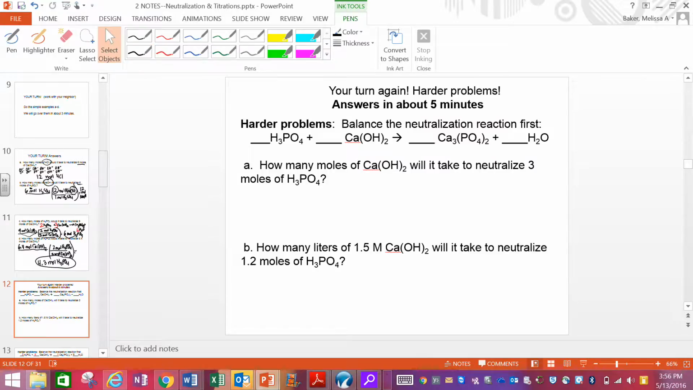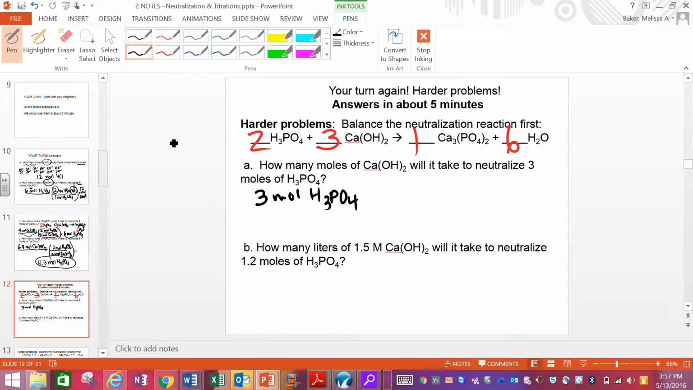Couple harder problems here. What if we're not just talking about moles to moles? Because that's not very realistic. We're going to be given concentrations of solutions and amounts in liters, things like that. So let's do a series of questions here. Let's balance the equation first. Again, this is a repeat. We need a 3 there, a 2 there, a 6 there. That becomes a 1. First question, how many moles of Ca(OH)2 will it take to neutralize 3 moles of H3PO4?